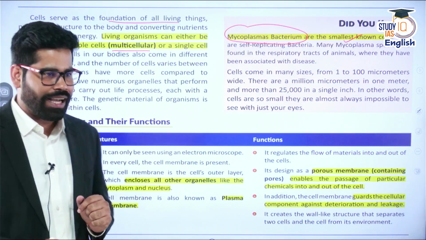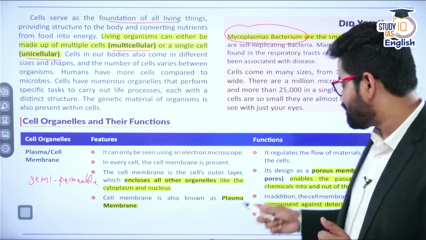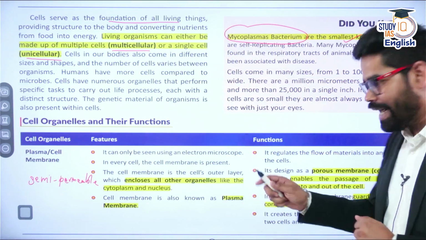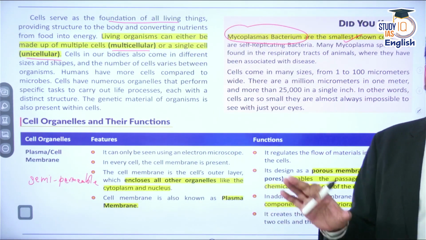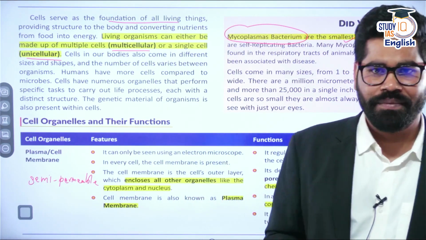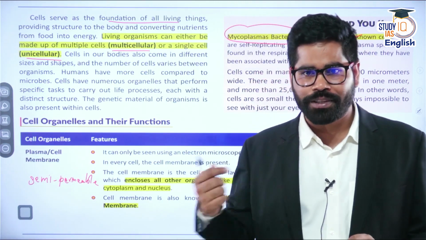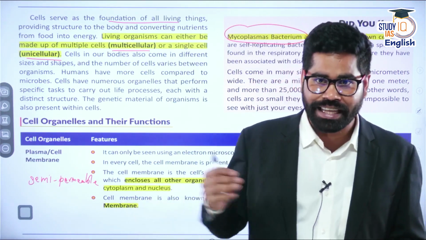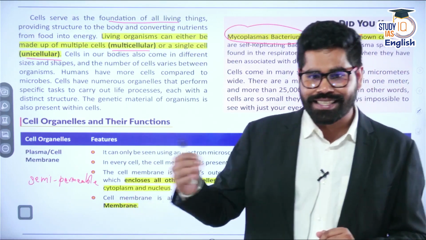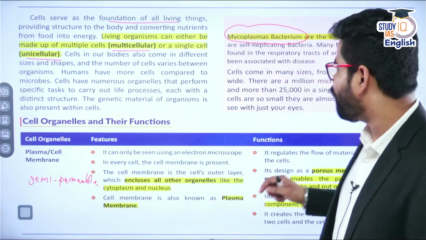If we talk about its role, this is a porous membrane and it enables the passage of particular chemicals or liquids inside or outside of the cell. So the plasma membrane is responsible for the entry or exit of different chemicals or water into or out of the cell. This is its important role.